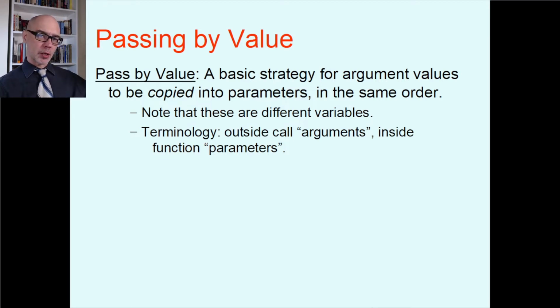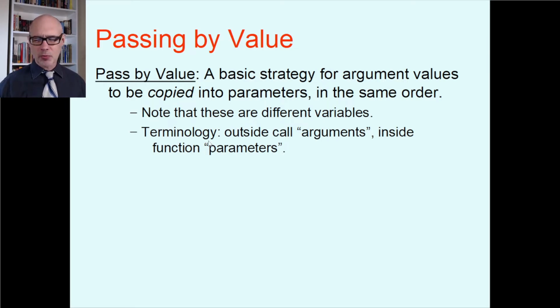So you have the calling context, maybe the main function, right? You have the interior of the function, and the data you're sending from main or wherever is being copied into these new variables inside your function. They get copied into the parameters in the same order that the parameters are laid out in the definition. So I want to emphasize that these are different variables. The variables in the call are different than the internal variables for the parameters.